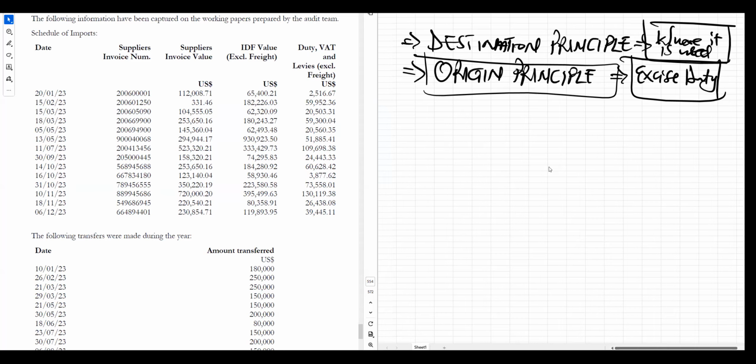So destination is that where is the destination where the thing will be used? That is where we should tax the thing. If the thing is itemized for export, then the amount that will be paid should be reduced because it will be paid in another country. And that's what creates zero rating.